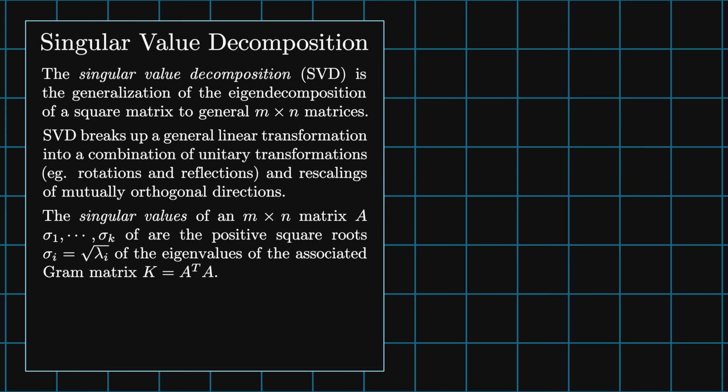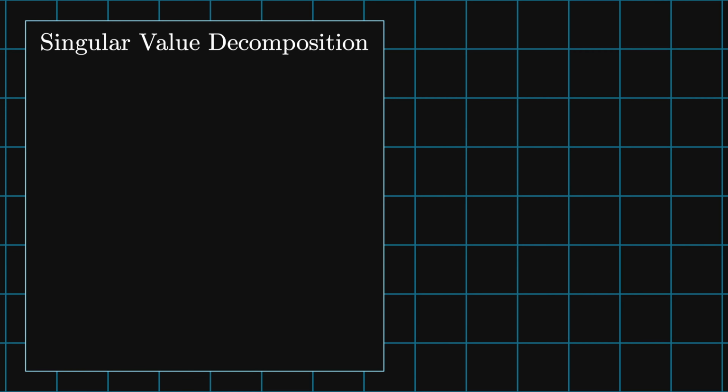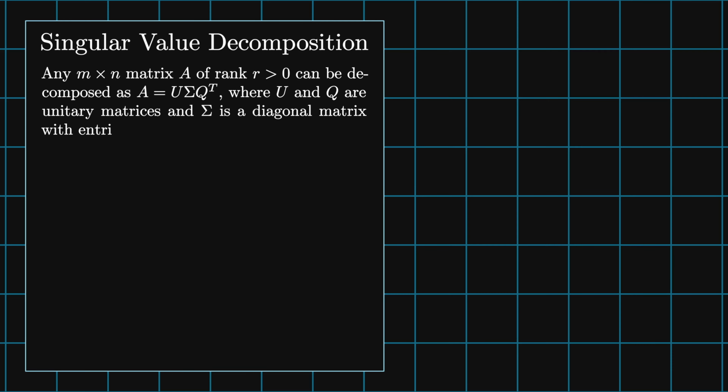Given an m by n matrix A, the singular values sigma 1 through sigma k are the positive square roots of the eigenvalues of the associated gram matrix K equals A transpose A. The singular value decomposition says that any m by n matrix A of rank R greater than 0 can be decomposed into A equals U sigma Q transpose, where U and Q are unitary matrices and sigma is a diagonal matrix whose entries are the singular values of A.